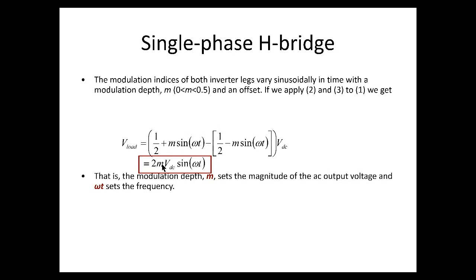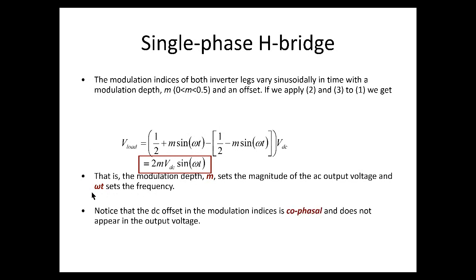So you can design your inverter. You know what your DC input is. You can set up your modulation index so that you get, say, 50 volts or 60 volts. Of course, your modulation index is what you use to control that. And to change the frequency, you just use omega t. That's what you manipulate here.